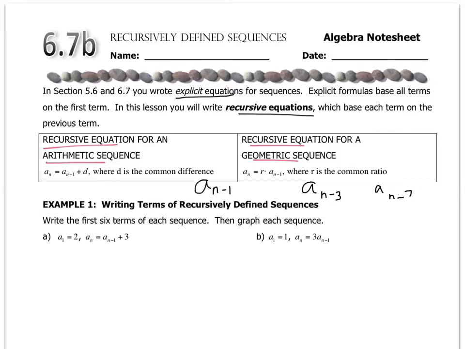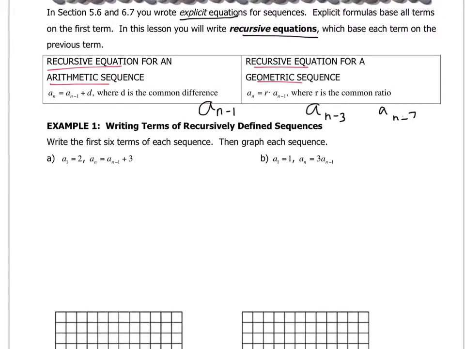So let's write terms of a recursive sequence. In the first example, our first term is 2, and then we're taking whatever term came right before the term we're looking for and add 3. So this whole crazy fancy formula just means that you start off with 2, and then each term is found by adding 3 to the term that came right before it. So 2, and then the next term would be 5, and the next term would be 8, and we have to find the first 6 terms.